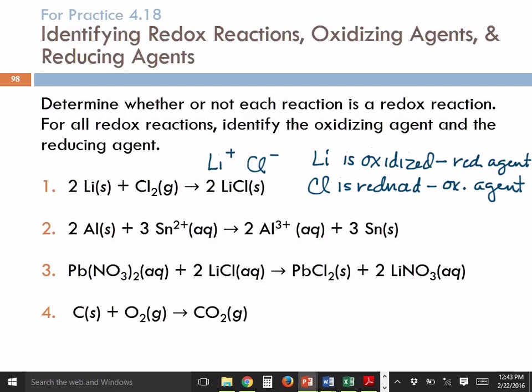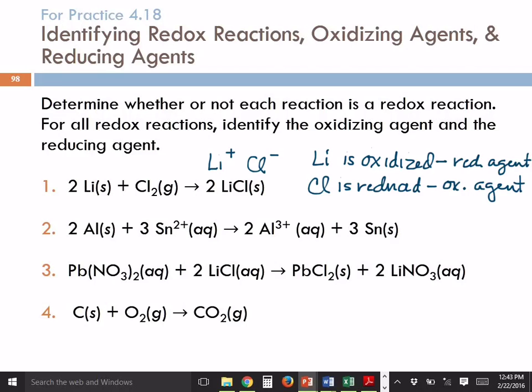Yes? I was thinking that whenever there's a metal and a non-metal, the metal is the one that's going to get oxidized and the non-metal is the one that's going to get reduced. Yes, yes. The metal will always get oxidized because it's going to form a positive ion by losing electrons. And nonmetals going from a neutral molecule to an ion will always be reduced. Any questions about number 1?